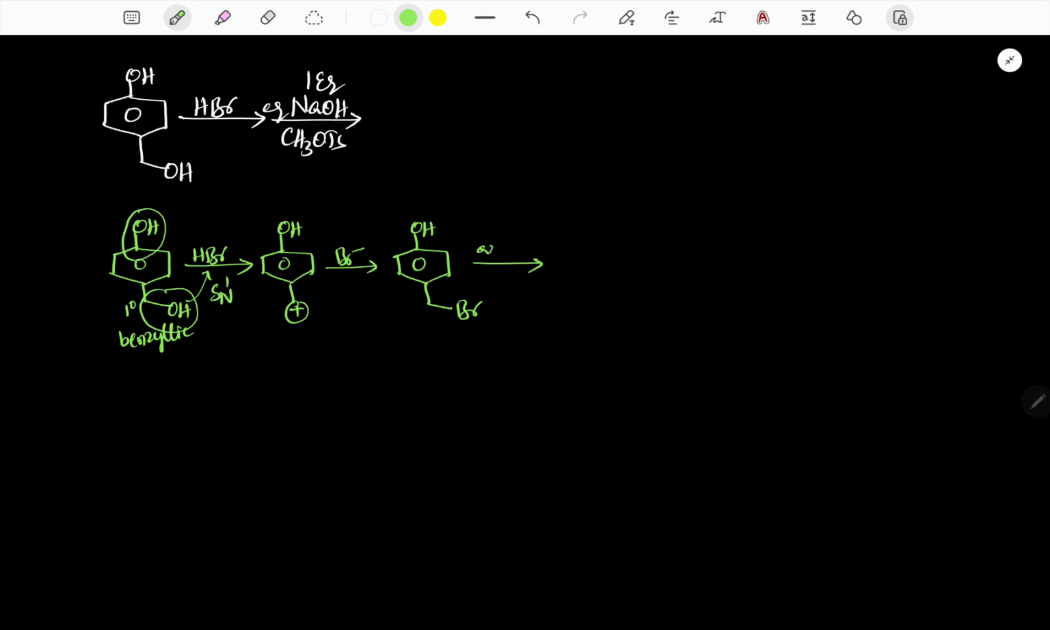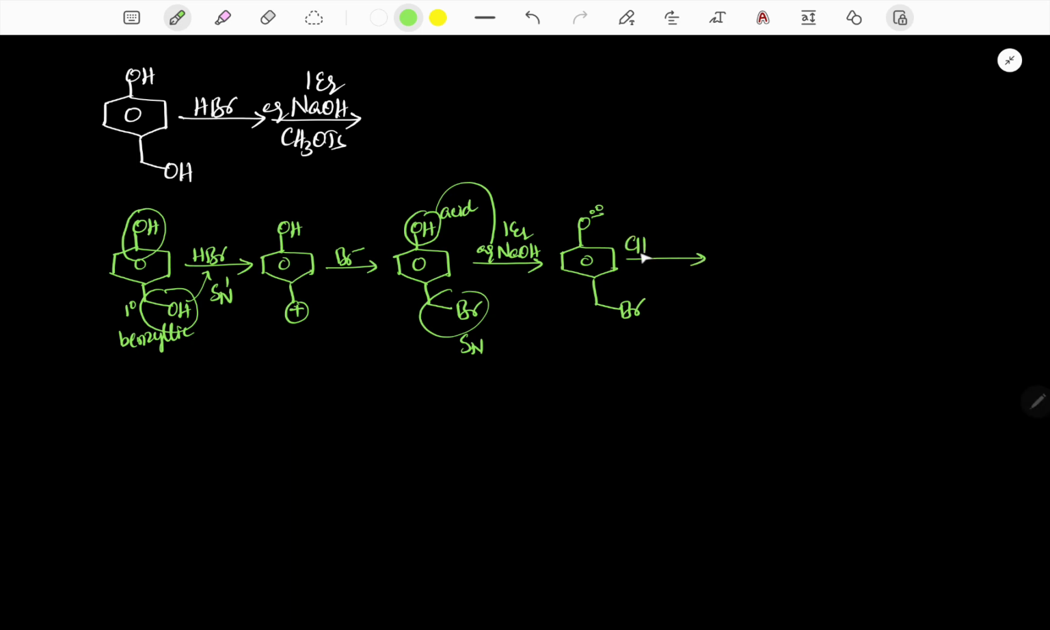Now it is treated with aqueous NaOH, 1 equivalent. When 1 equivalent is added, we are expecting two types of reactions. One is an acid base reaction with this one, and with the other one we can expect a nucleophilic substitution reaction. But the acid base reaction is fast, that's why we are adding only 1 equivalent. Therefore the corresponding product is the phenoxide derivative.